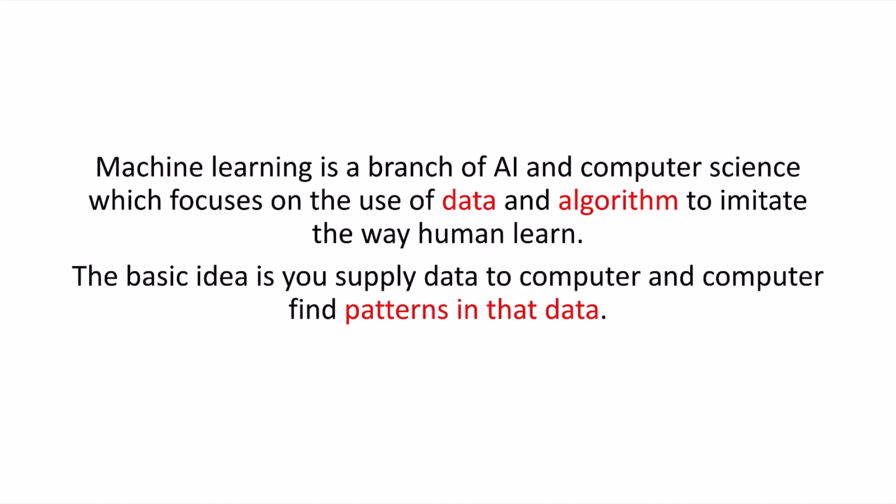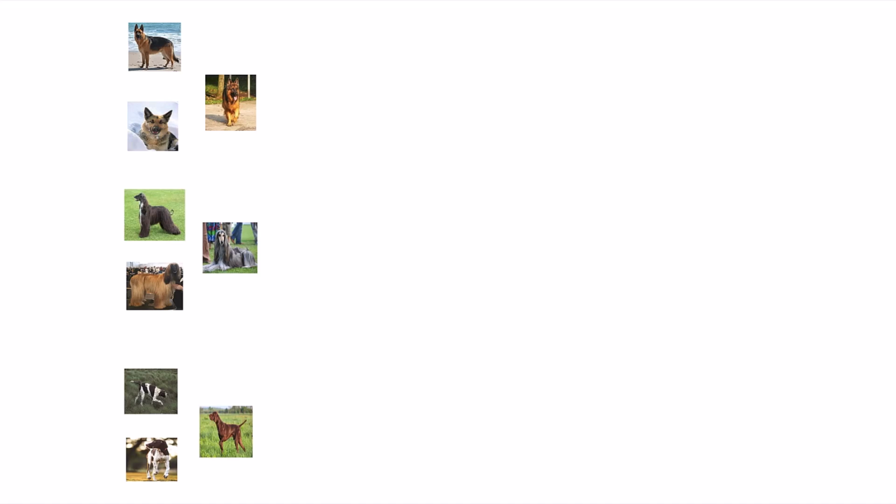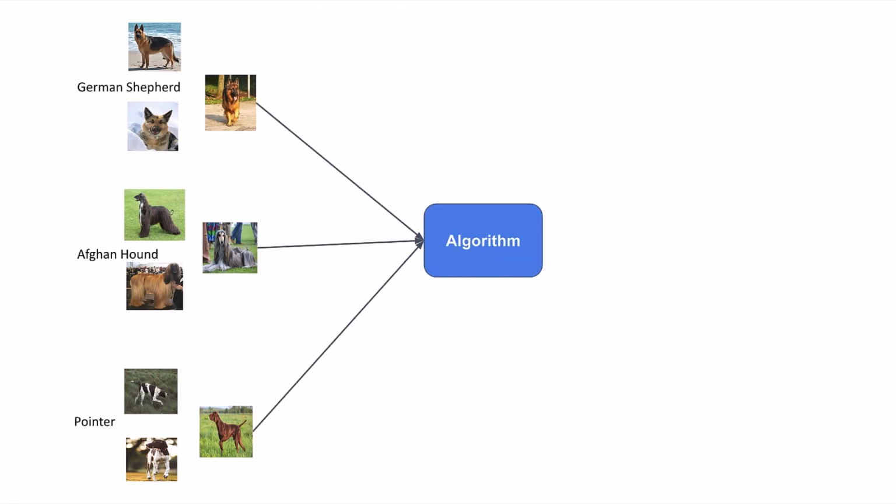So let's understand machine learning with the help of a simple example. So suppose that we want to train a machine learning model to recognize different breeds of dogs. Like we want to recognize German Shepherd, Afghan Hound and Pointer. So to train a machine learning model which can recognize these 3 breeds, we are going to collect the images of these dogs. And this process is called data collection. So after collecting few images of German Shepherd, Afghan Hound and Pointer, we are going to pass these images to our machine learning algorithm. And now this algorithm is going to find pattern in these images and we will get our trained model.